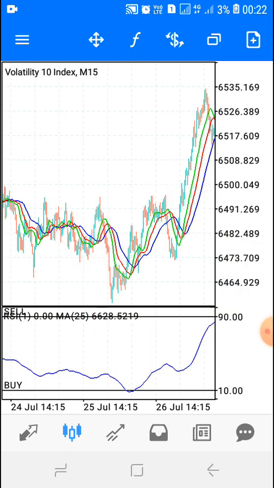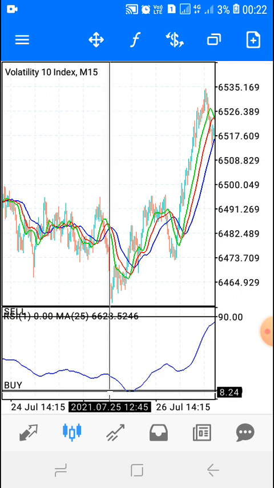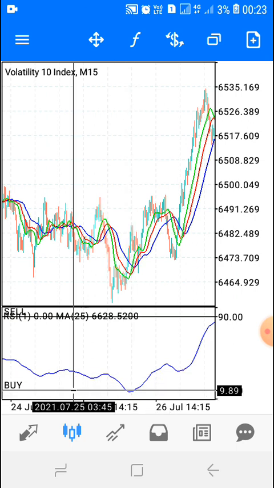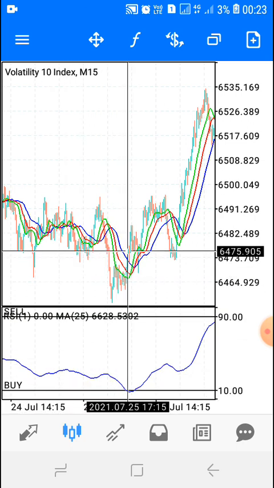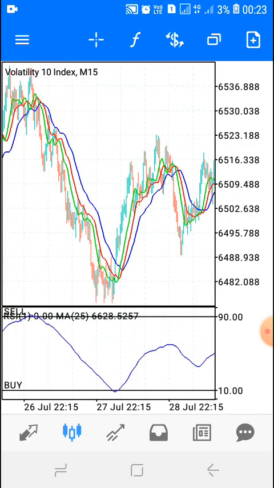Right, check this out. The blue moving average is the 10 level, the buy level. We see a crossover, we buy. Check that out, what happened, right? You guys can see.